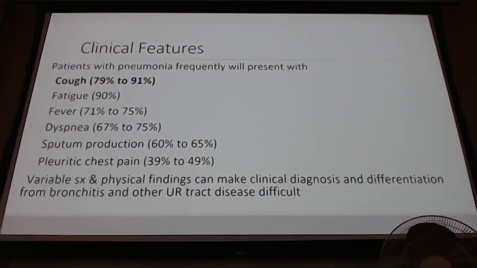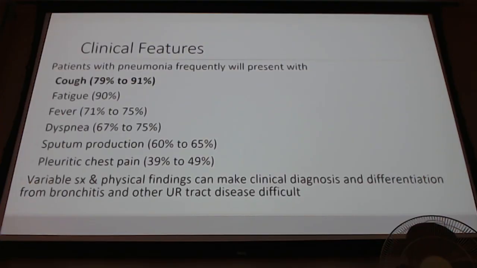But what do they present with? Cough, fatigue, fever, dyspnea, and they usually complain of sputum production, depending on what the bacteria is or whether it's atypical or typical. And then some will report pleuritic chest pain as well. These symptoms are highly variable, so you're not going to see it in everybody. You'll also see some of these symptoms with just a URI or a bronchitis.